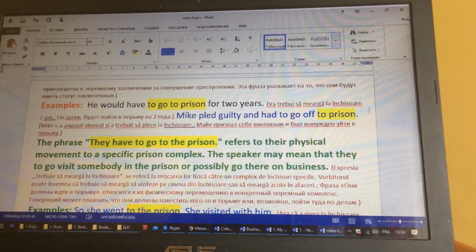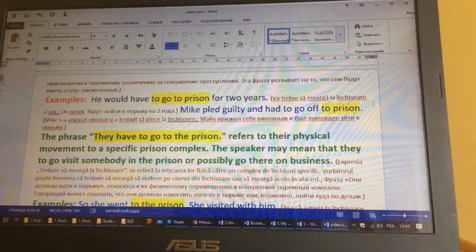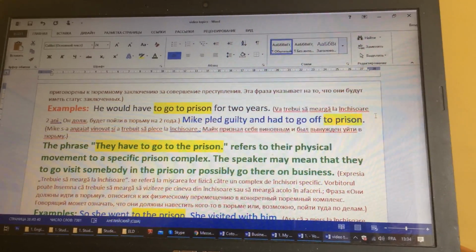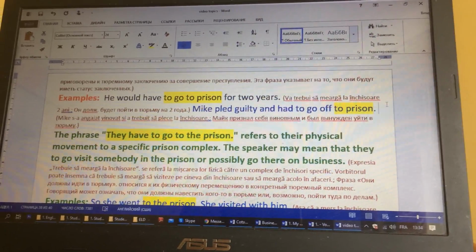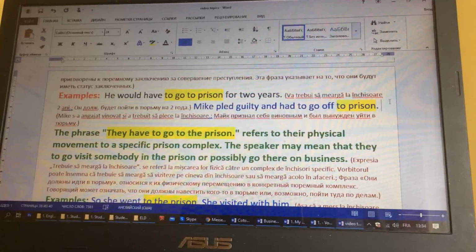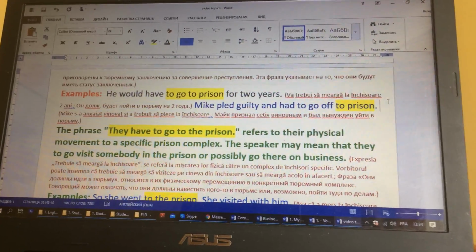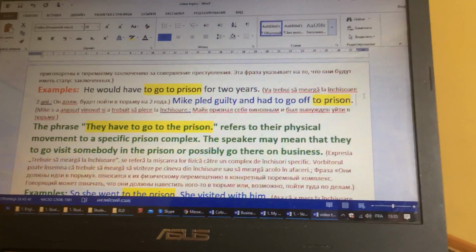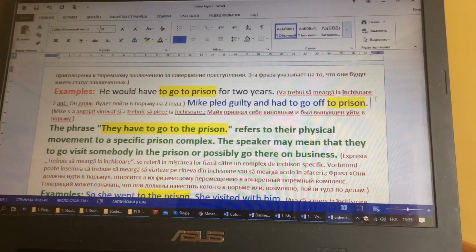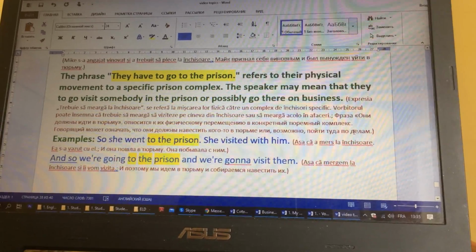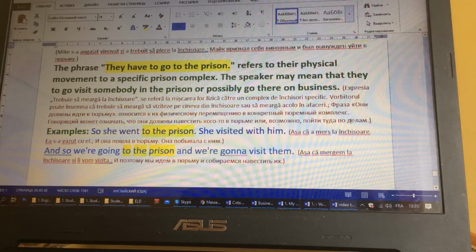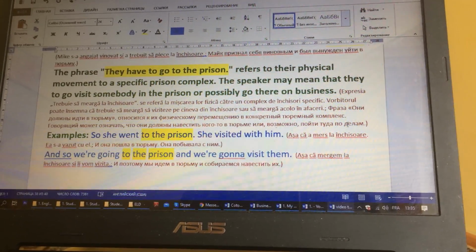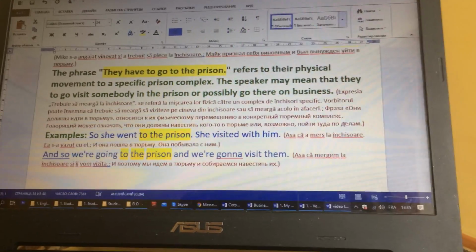The phrase "they have to go to the prison" refers to their physical movement to a specific prison complex. The speaker may mean that they go to visit somebody in the prison or possibly go there on business. Examples: So she went to the prison, she visited with him. And so we are going to the prison, and we're gonna visit them.